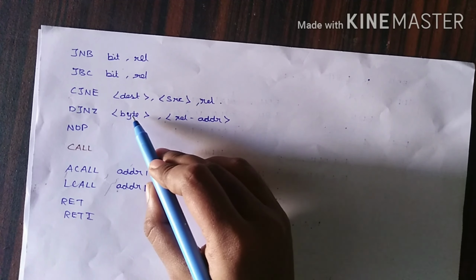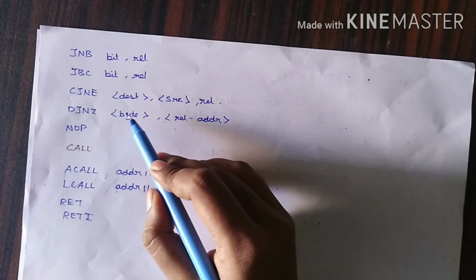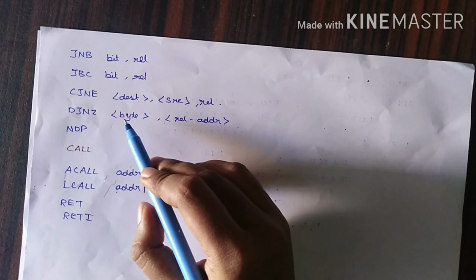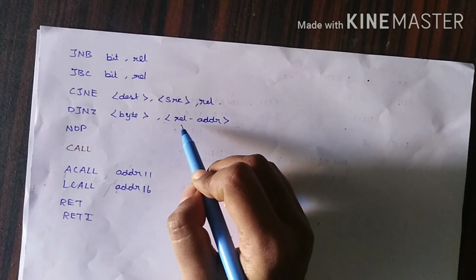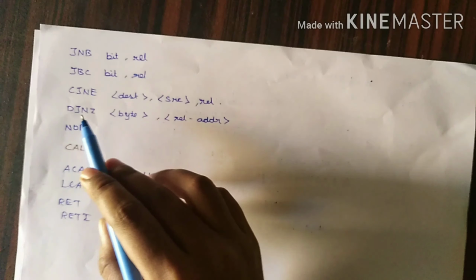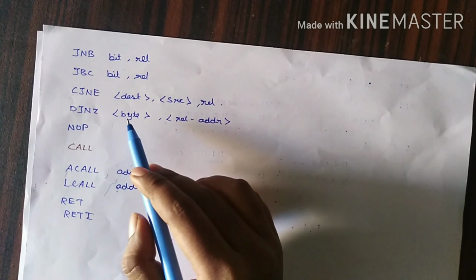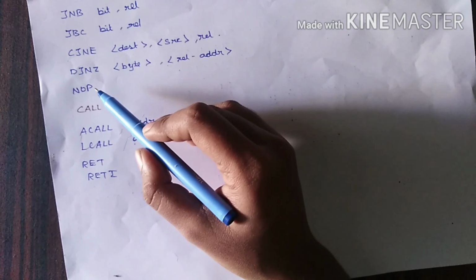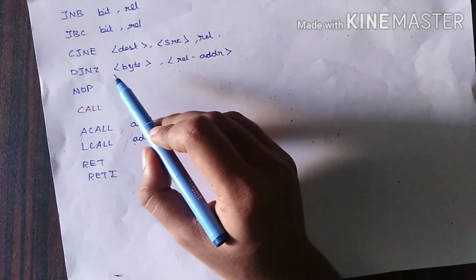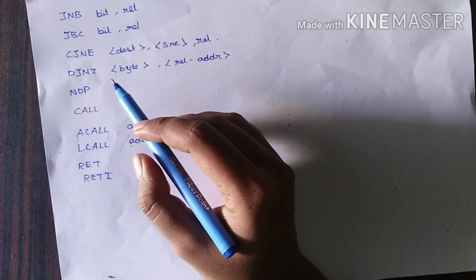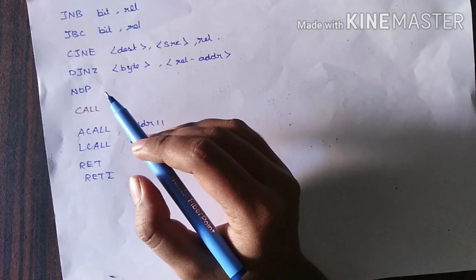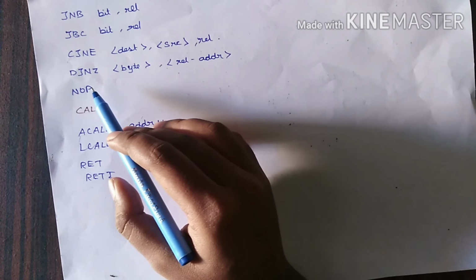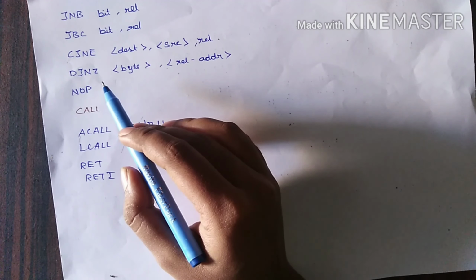We are giving a direct byte here. This instruction will decrement this byte. If this byte is 0, it will go on proceeding to the next instructions. If it is not 0, then it will jump to the relative address. Decrement and jump if not 0. And the next one is no operation. This instruction, as the name suggests, will do nothing. That is, it will not affect any of the registers or flags. Only the program counter will do its work as always. So this is mainly used to produce delay.